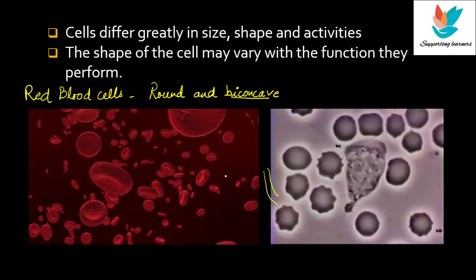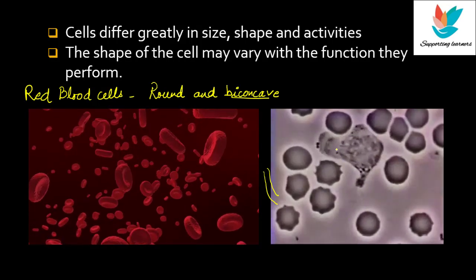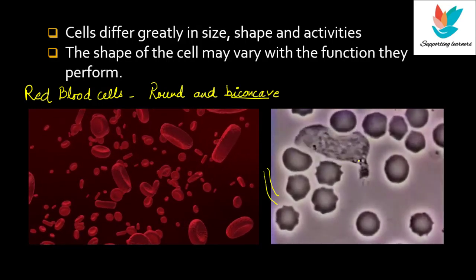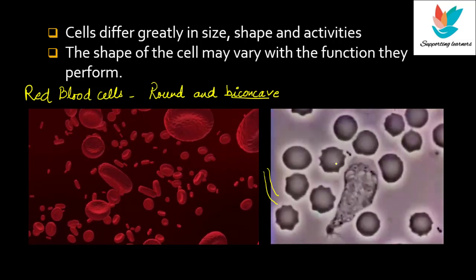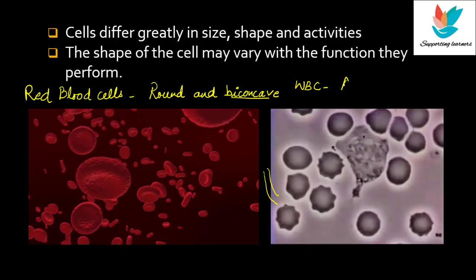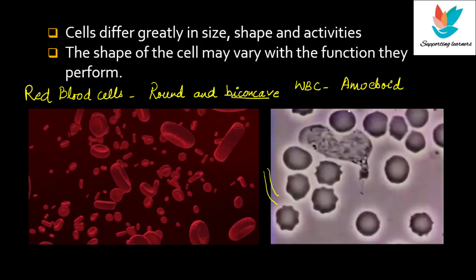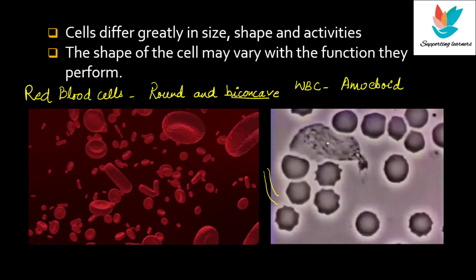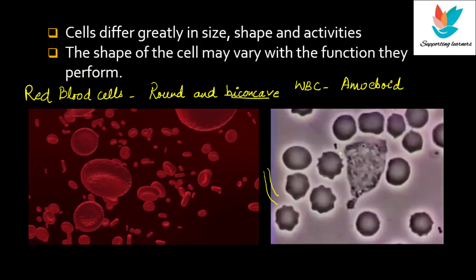Another example is the WBC. The cells that you see here are the WBCs, or the white blood cells. You must have heard that they are the soldiers of the body. WBCs are amoeboid in shape. Now why are they amoeboid in shape? Amoeba has no fixed shape. It keeps on changing its shape.